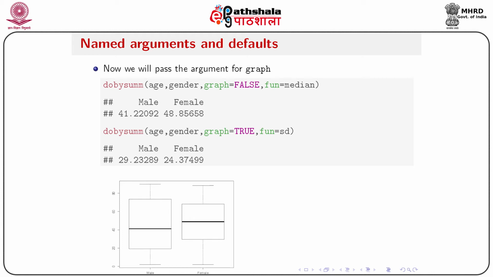So as I mentioned, just write graph equals false and function equals median. If I change, say, the median would be generated but no graphs. On the other hand, if you write graph equals true, it will generate the graph. So whether you write true or omit the argument, it will always by default generate the graph.